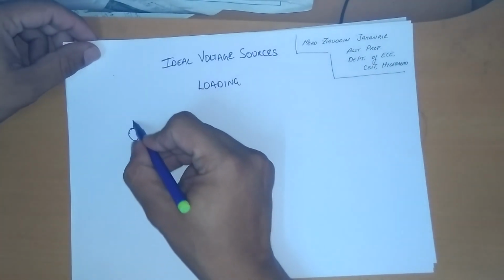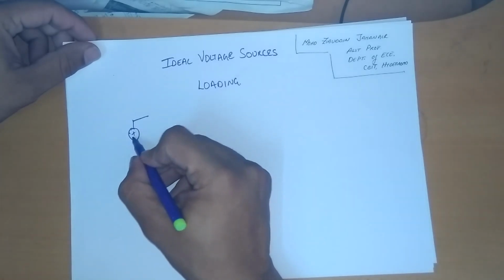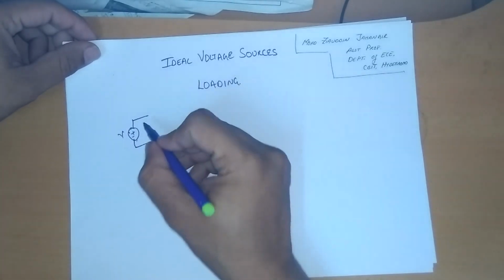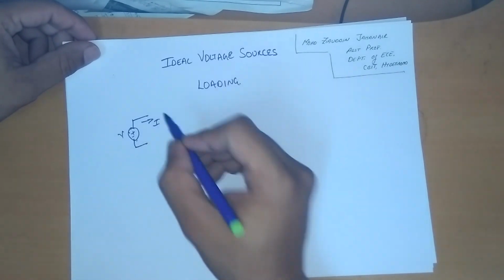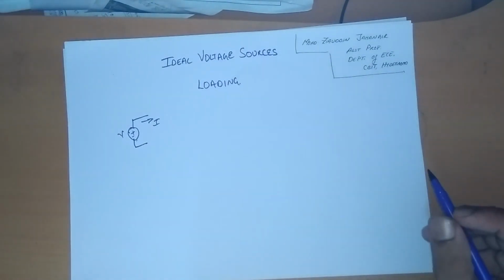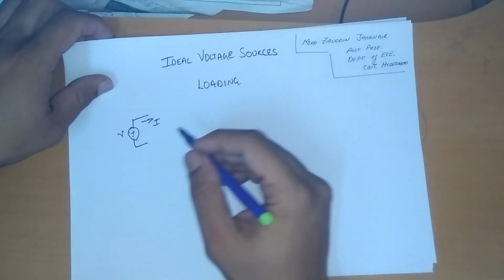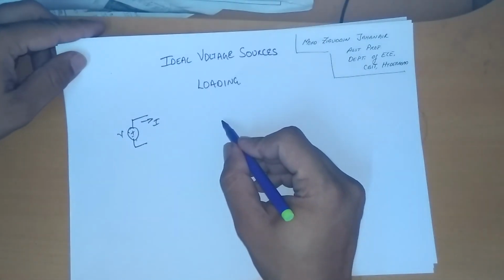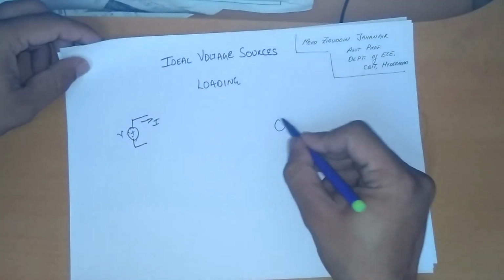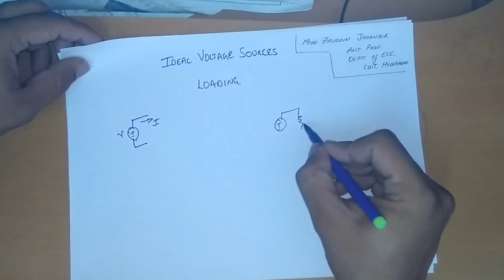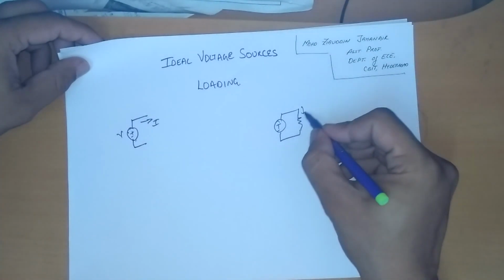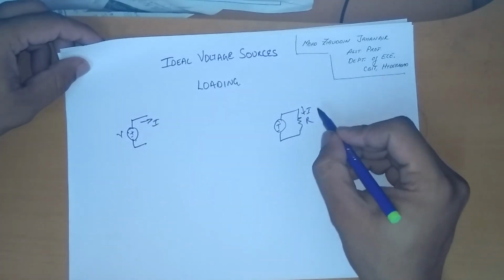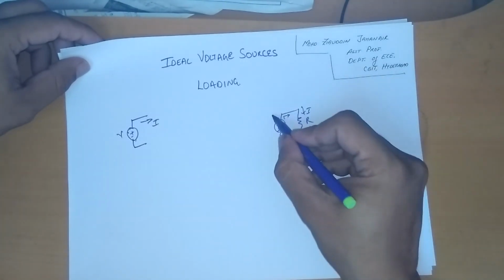Okay, let me take a DC voltage source. Any voltage source is going to provide you current. We are going to connect a load to any voltage source, and that load, for example if it's a resistive load, we expect some current to be drawn by this resistive load, and that current should be provided by your voltage source.